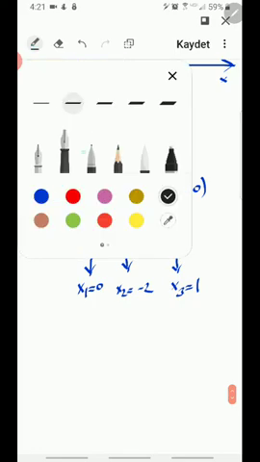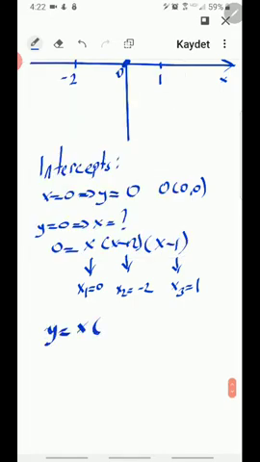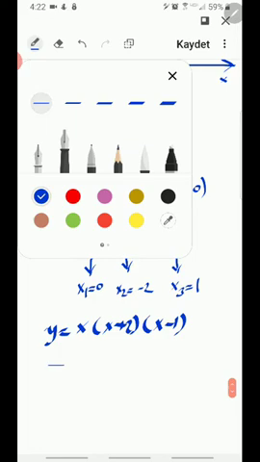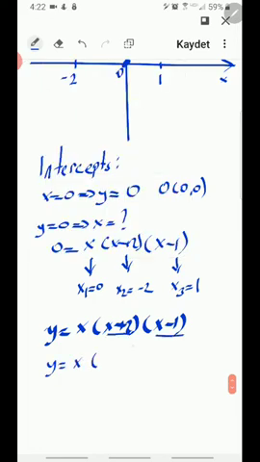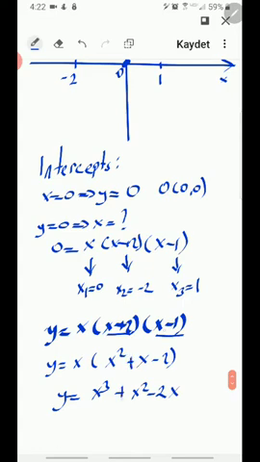So let's go. y is x times (x plus 2)(x minus 1). Let's multiply x plus 2 and x minus 1, and then multiply by x. Here we got x squared plus x minus 2, and finally the function is y equals x cubed plus x squared minus 2x. Let me check my steps: plus 2x minus x, here it is plus, yes. Okay, y is x cubed plus x squared minus 2x.